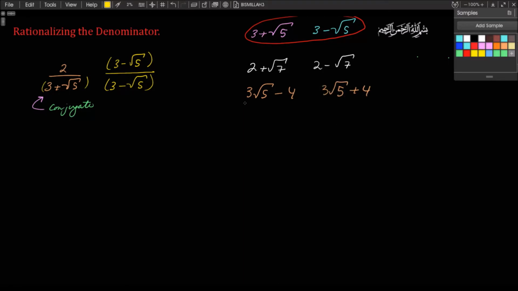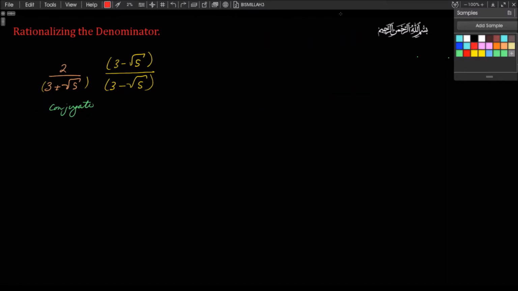If you ever find 3 square root of 5 minus 4 in the denominator and you wanted to get rid of the square root over here, you would multiply the denominator and numerator by the conjugate of this number over here. And the conjugate of 3 square root of 5 minus 4 is 3 square root of 5 plus 4. Now, really, a conjugate is basically the following. The conjugate of a plus b is a minus b.